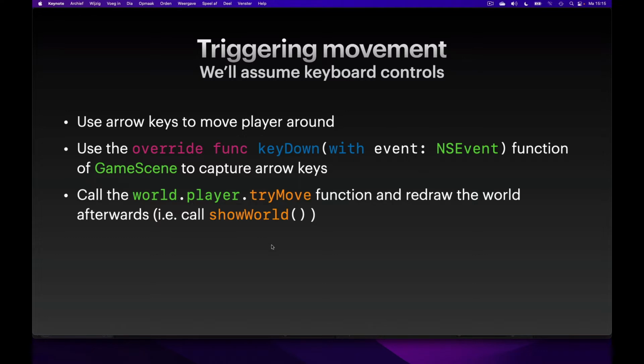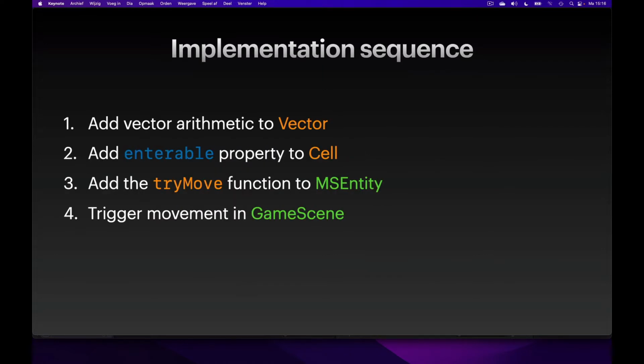Then we need to somehow trigger the movement, and for now we'll assume we have keyboard controls only. We'll use the arrow keys to move the player around, and we'll use the keyDown with event function of the game scene to capture the arrow keys and then call the tryMove function for the player. And if it's successful, then we call showWorld to redraw the map and all the entities, and we can show that the player has actually changed position. So this will be our implementation sequence.